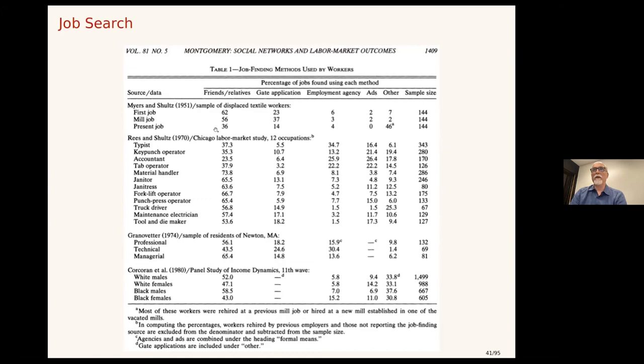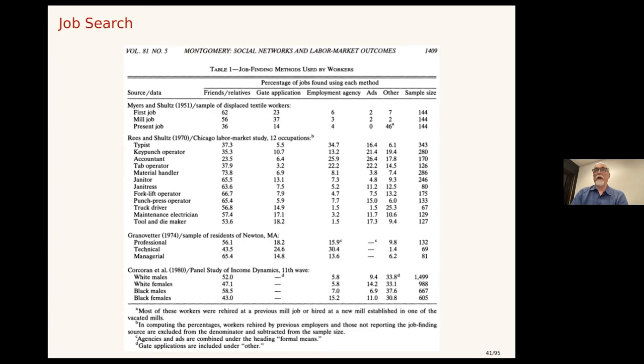In all of these things, we notice that the most common way to get a job is through social networks and through friends and relatives. Of all of the jobs that are listed here, the only job for which this column is not the largest element is that for being an accountant in the recent Schultz study. And even there, it's very, very close to the top numbers.